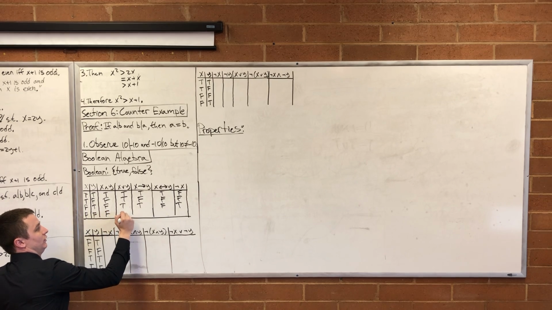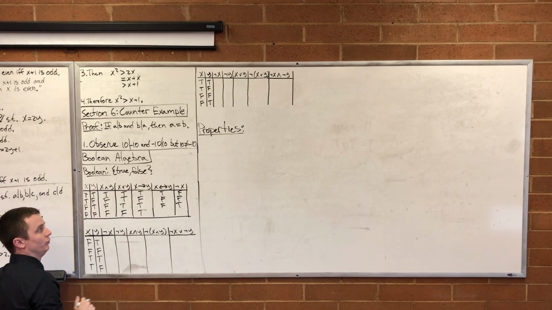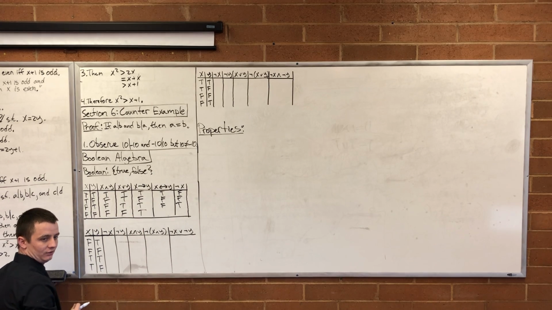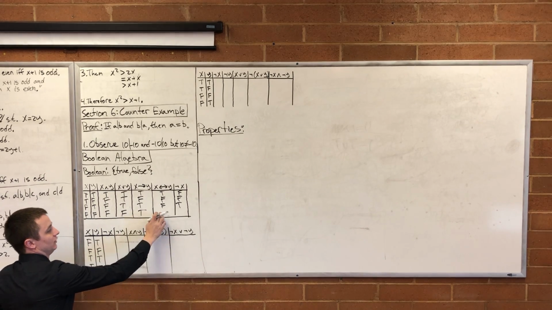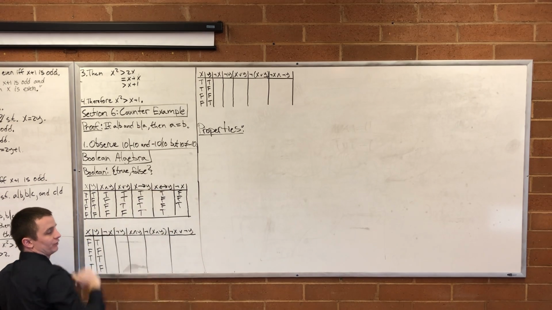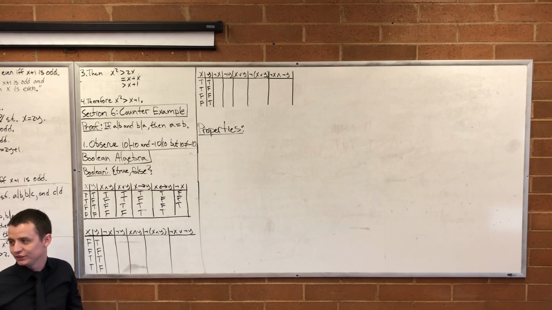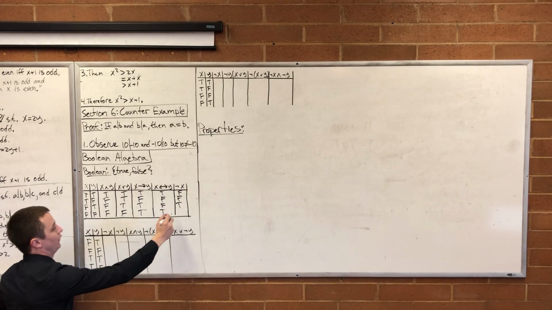False. False. True. True. False implies anything is? True. True. False. True, they're the same. Is false the same as false? Yes. That's what the double arrow means. They have the same value. And then finally, not false is? True.